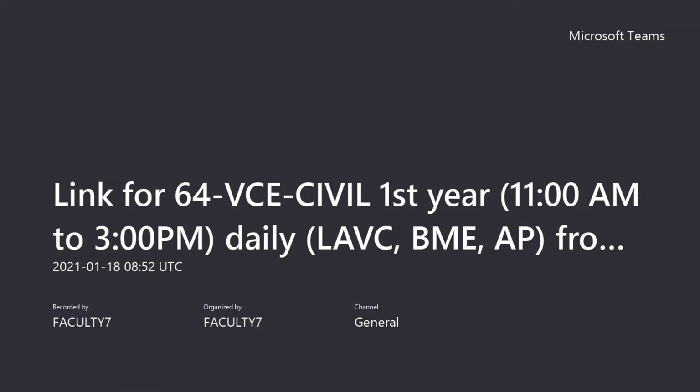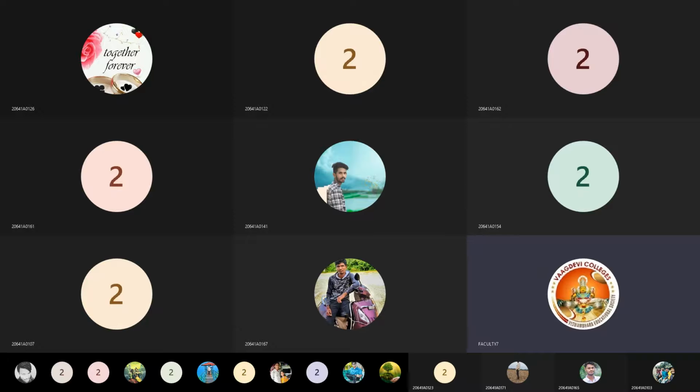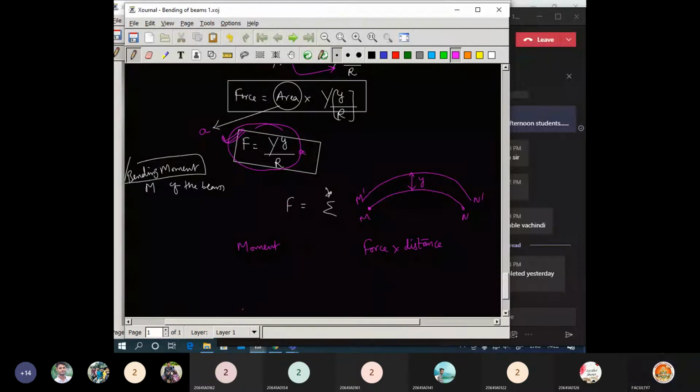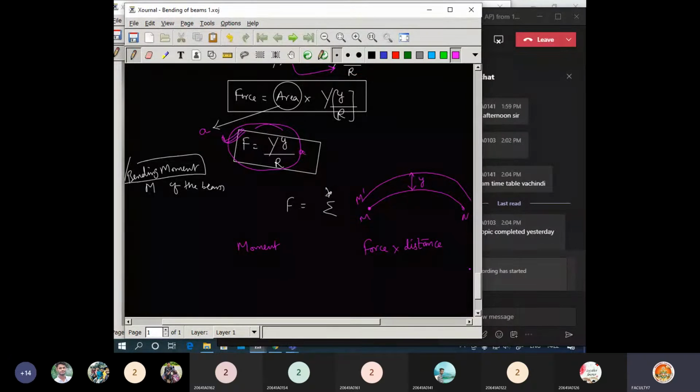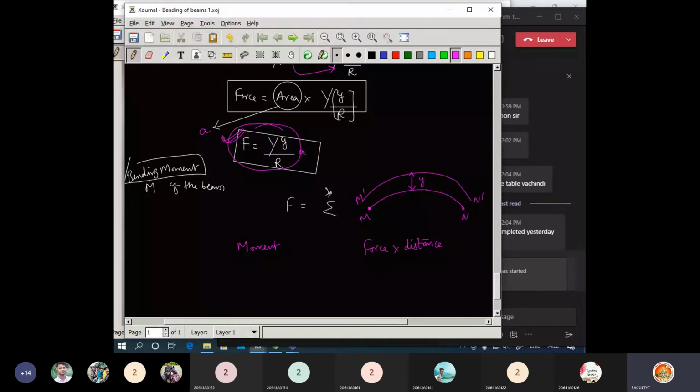We have seen the expression for the force. Now we are going to find the moment. Moment can be given as force into distance. So considering the filaments MN and M'N', between these two, the distance is y.